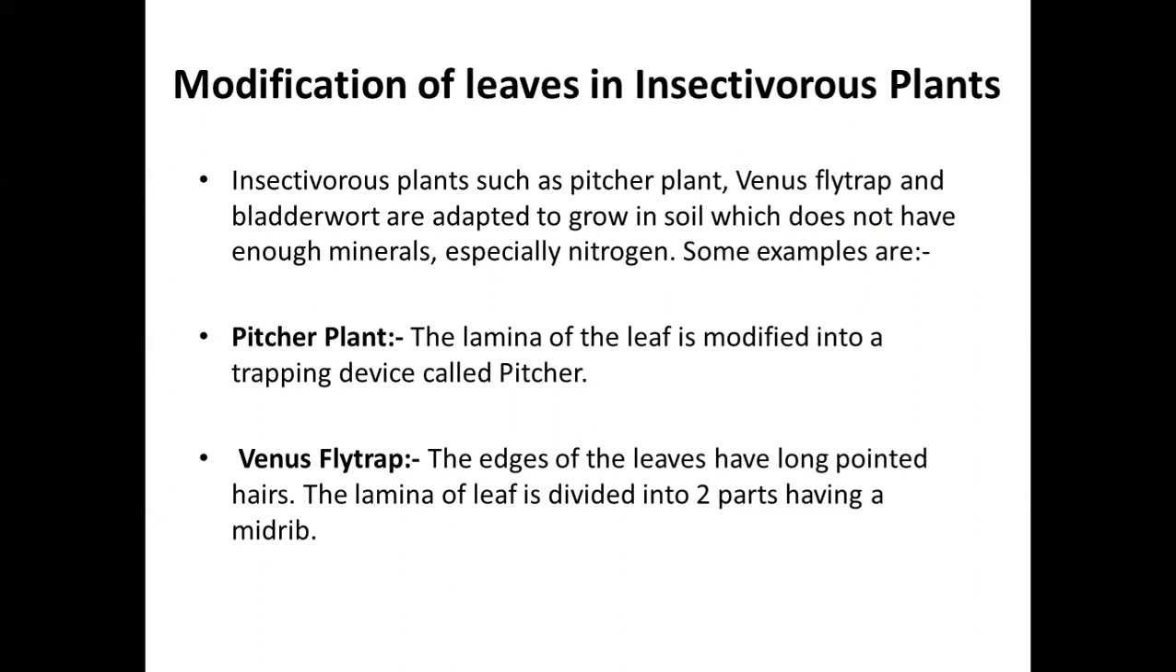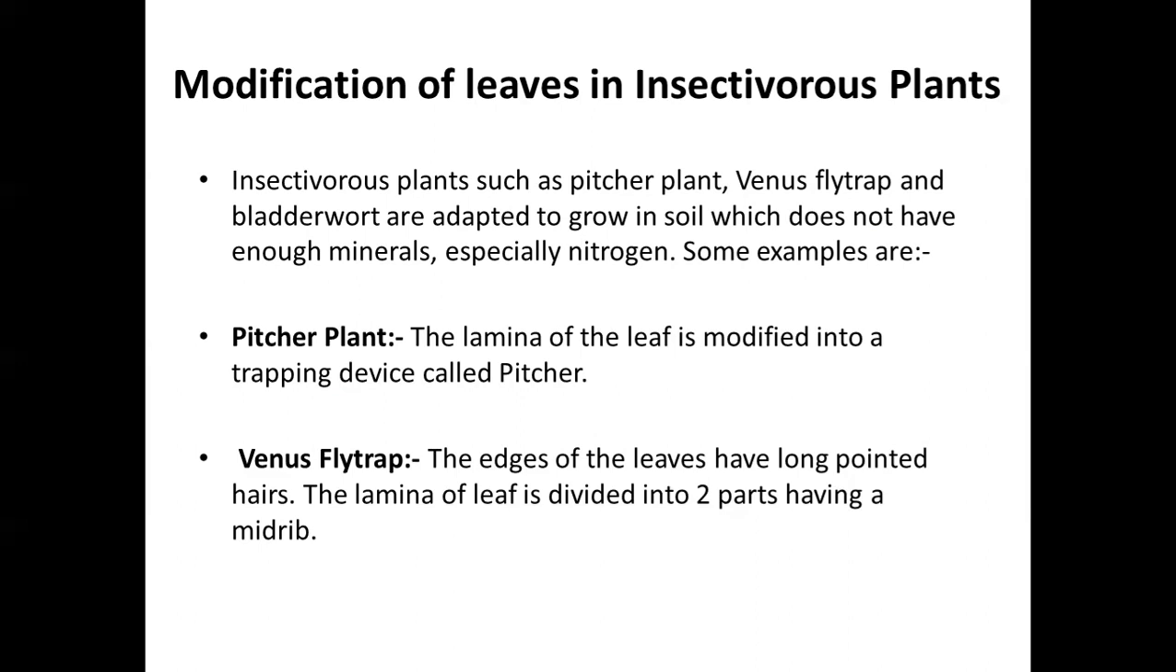The same is happening in the Venus flytrap. And in this plant, the edges of the leaves have long and pointed hairs we can see. And the lamina of the leaf is divided into two parts. Here also, when an insect visits the plant, the leaf suddenly closes and the insect gets trapped and digested by the juice that is secreted by the leaf.